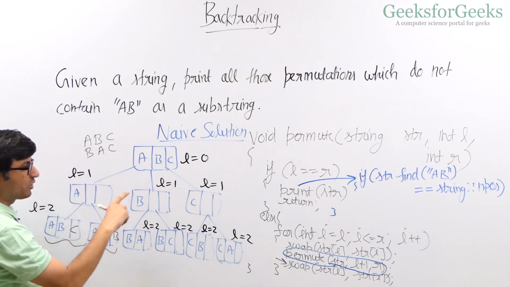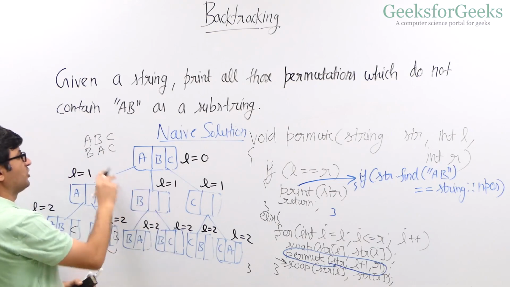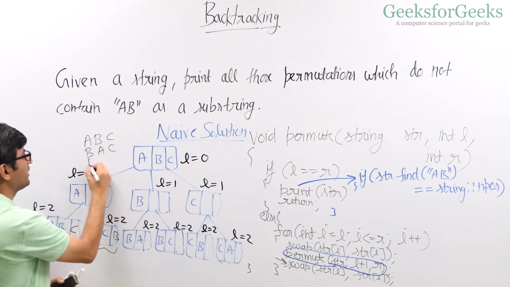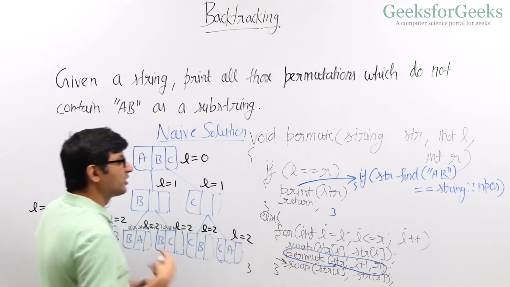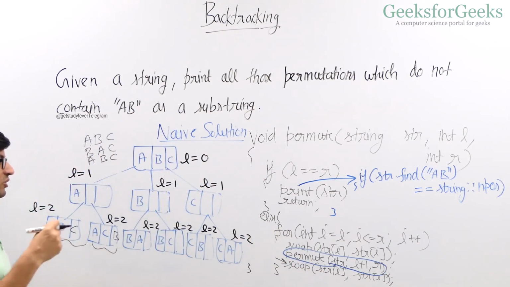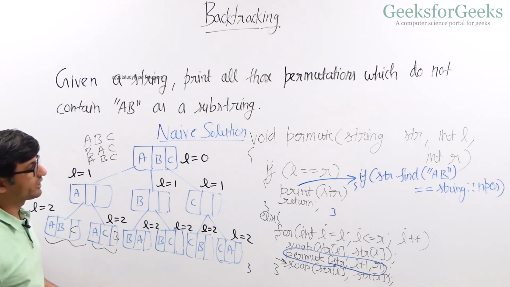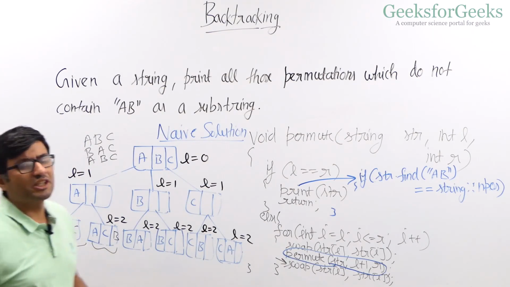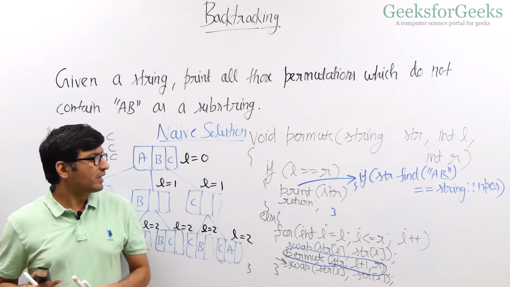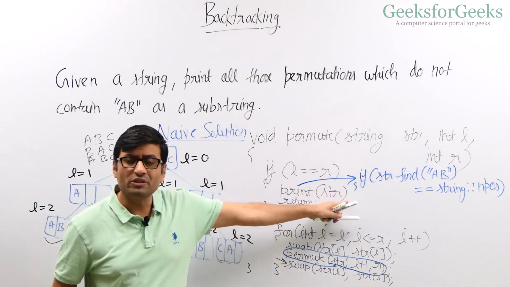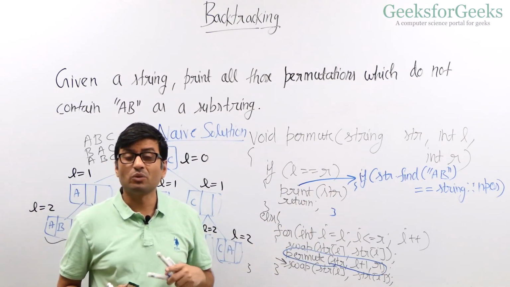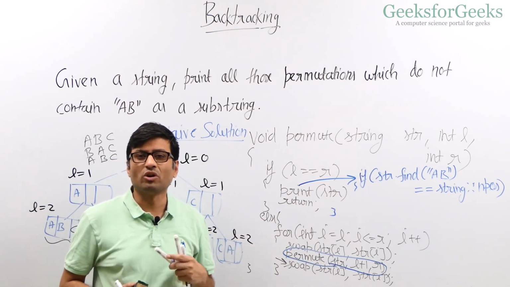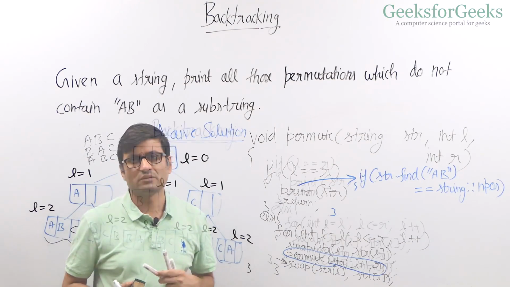So before you move on to the next recursive call after B's call, you want this string again to be ABC, right? That is why you do a swap, and this is done to regain the original string so that we can put the remaining characters at position L and then recursively call. So this is how a string permutation function works. Now we've talked about a naive solution, which modifies this string permutation function to print only those permutations which do not have AB as a substring.